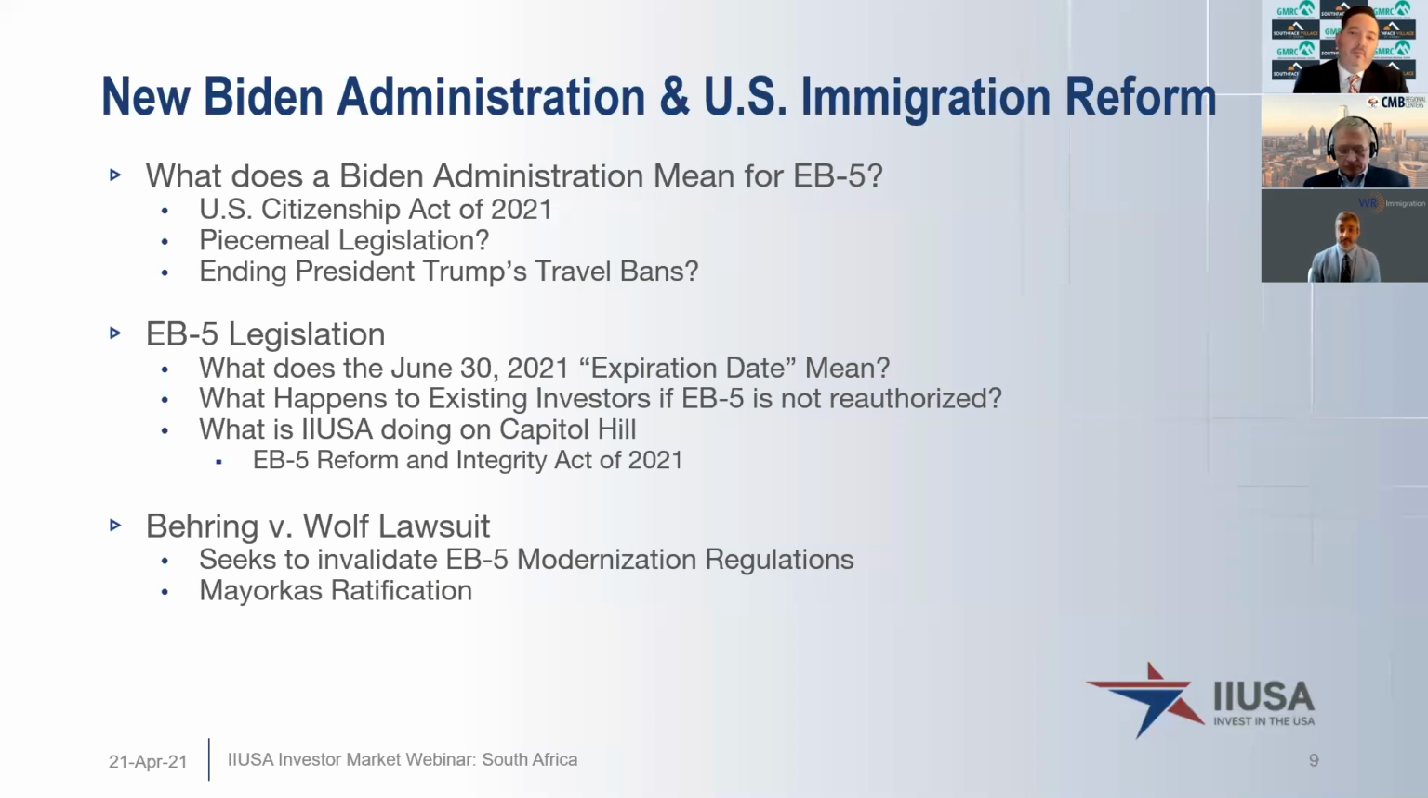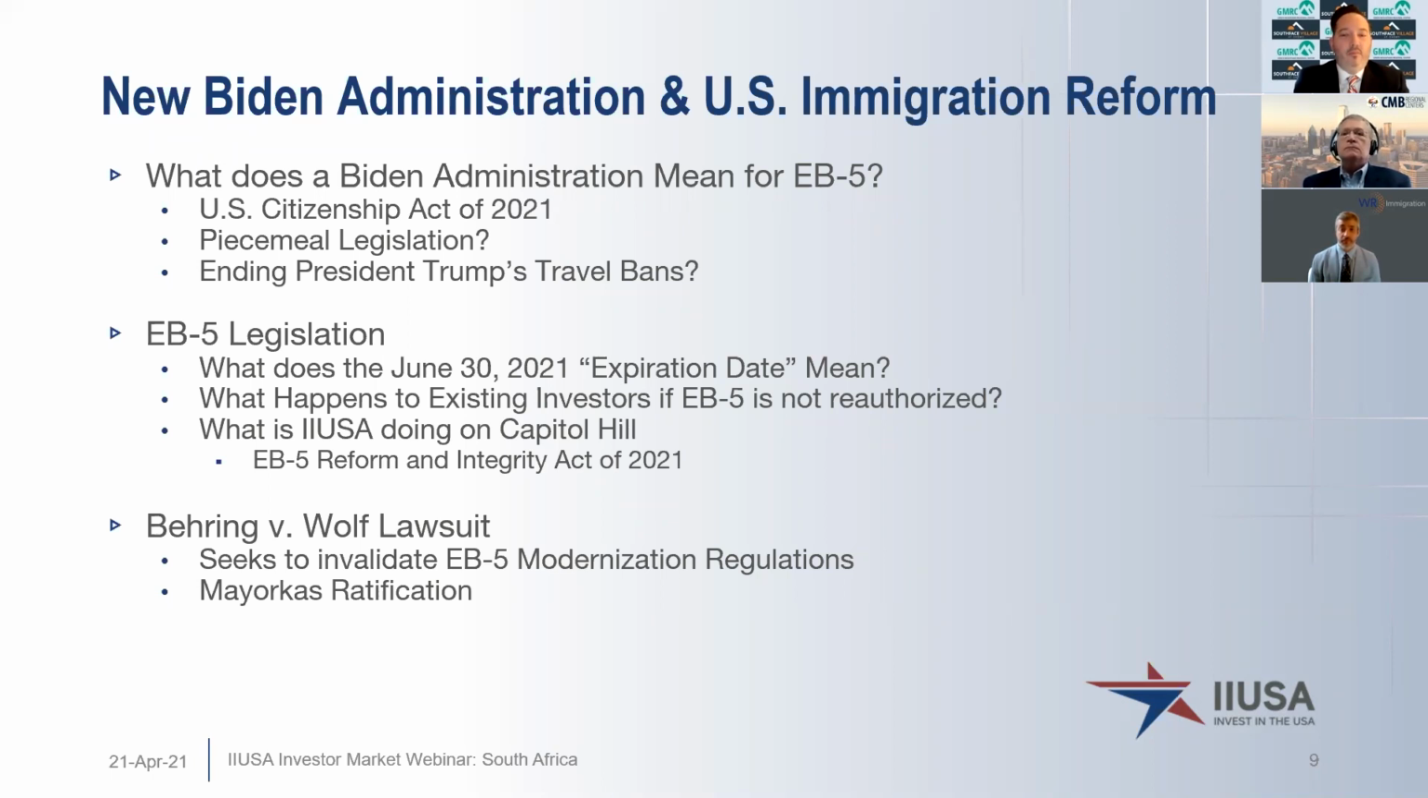Another thing that could happen is if for some reason that is delayed, the EB-5 program on its own could be attached to another vehicle and extended by itself to allow the EB-5 program to continue, which, as I said, happened in the past as well. And that could easily happen by just changing the date on it.